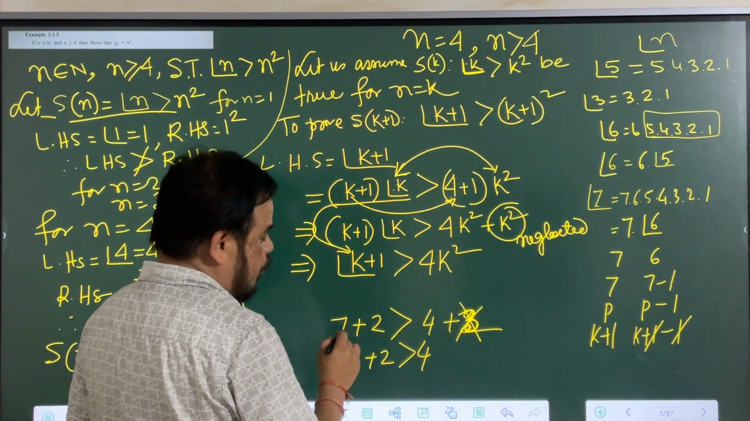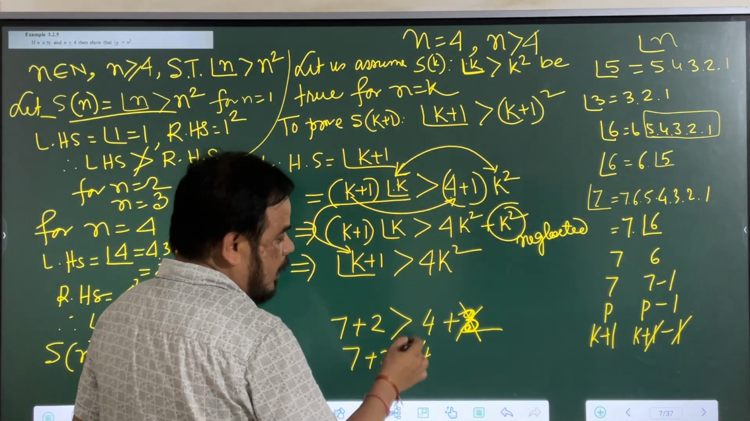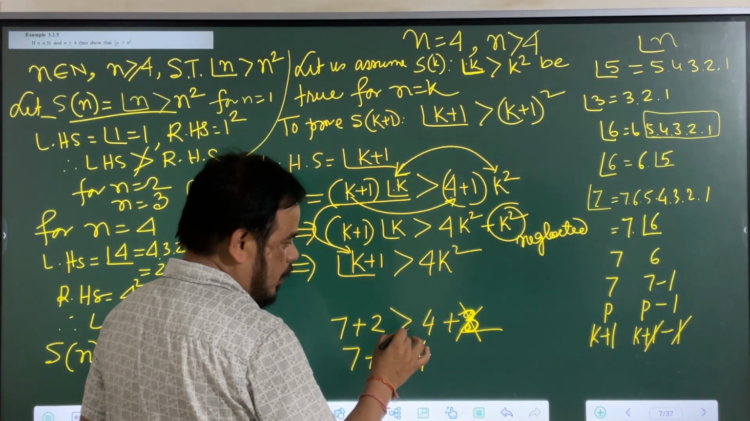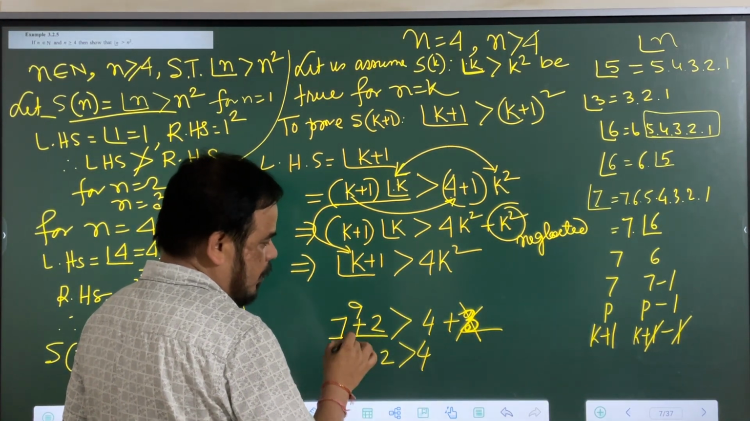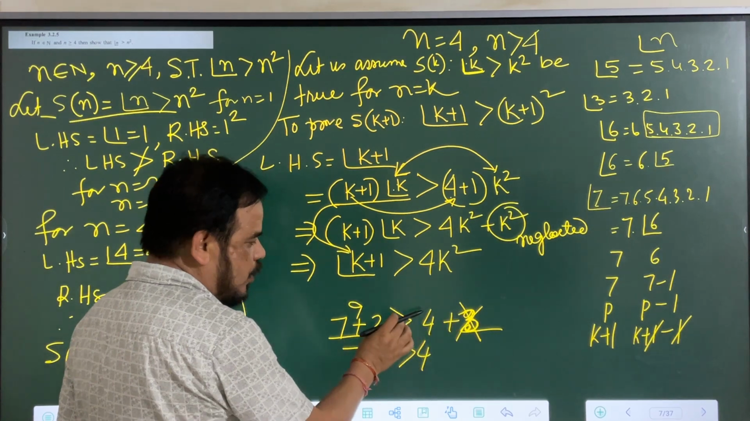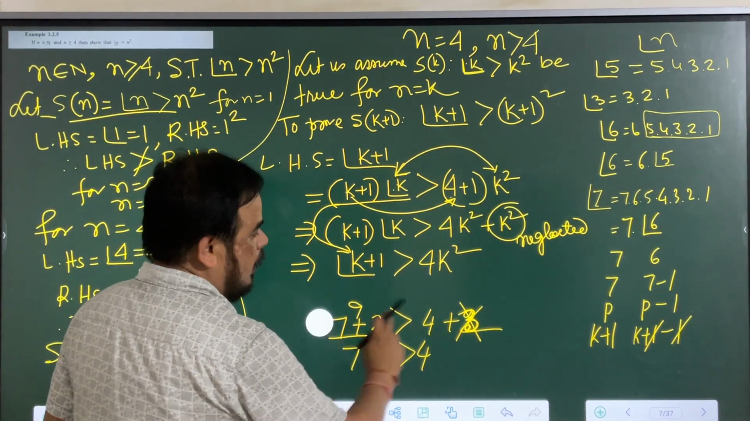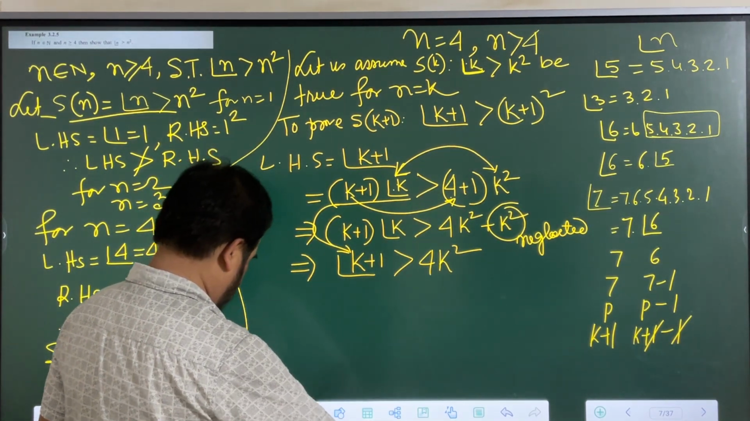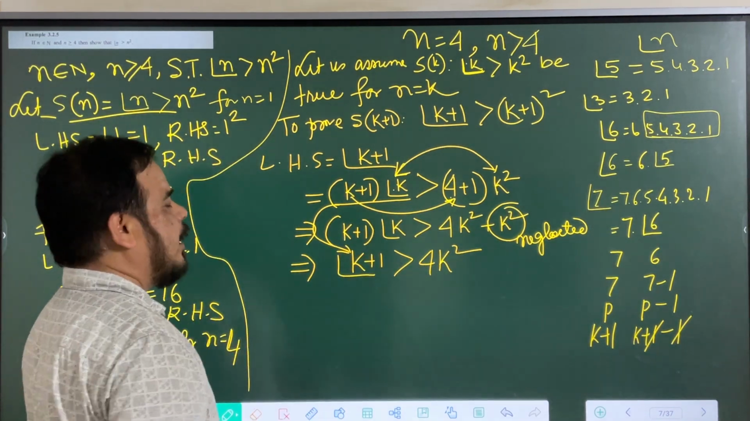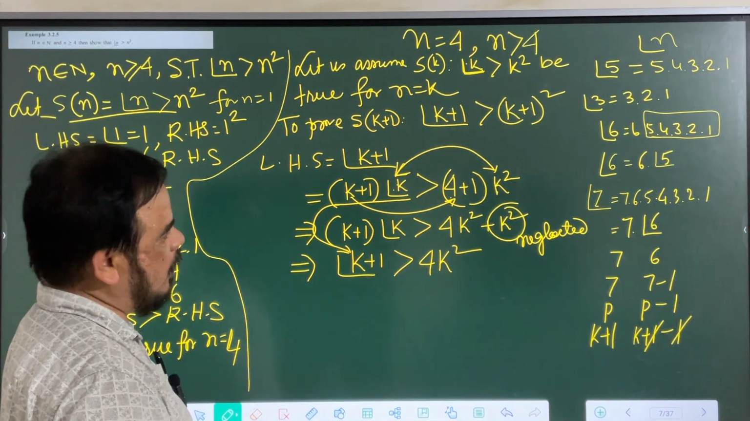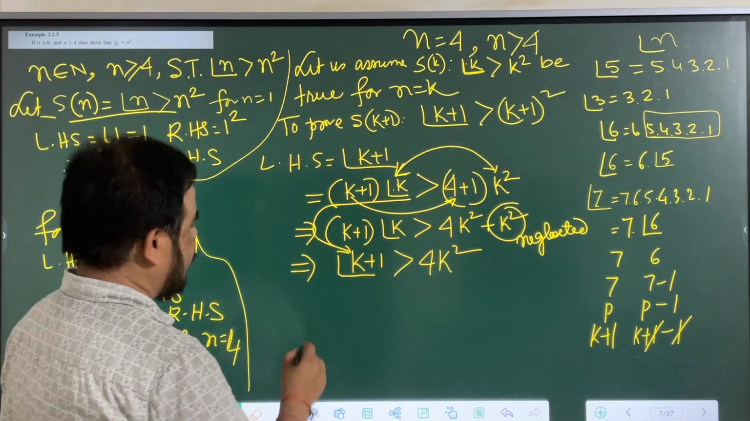Anything can be written. If we write 7 plus 2 greater than 4, then also it will be true, because this is always 9 only, no? Whether you write 4 or anything, it is greater. So this is why this is neglected. This is not needed. Greater, smaller, whenever we get these things, we can neglect them.